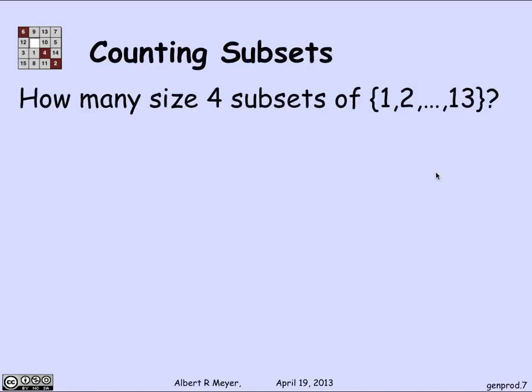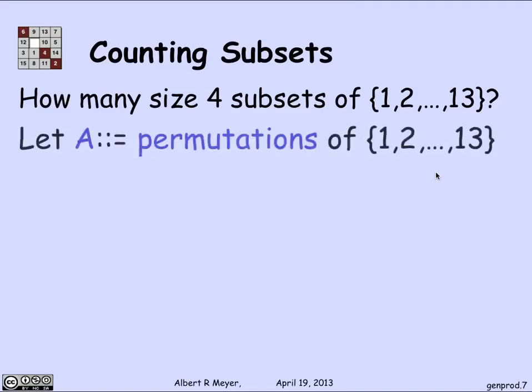I want to pick out any 4 of them, and I want to know how many ways there are to do that. And we'll do that by finding a mapping from things we know how to count to these particular subsets. So what we know how to count is, if I let A be the set of all permutations of 1 through 13, then I know that the size of A is 13 factorial, because there's 13 choices for the first element of the permutation, 12 for the second, down to 1 for the 13th.